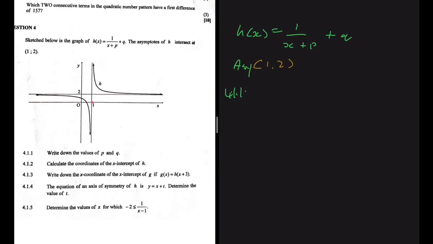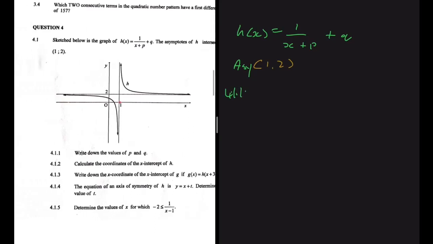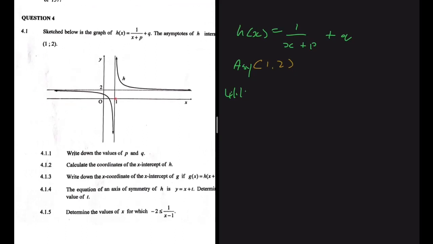Question 4.1.1 says let's write down the values of p and q. So q is the horizontal asymptote, so q is equal to 2. We can see it here from our graph. That's from our general knowledge of a hyperbola. So q is equal to 2, that's what we know. And now we're looking for p.